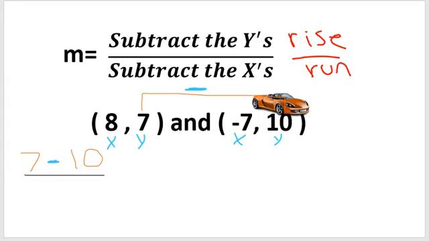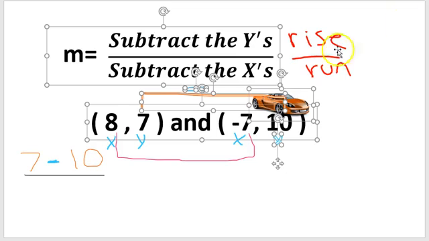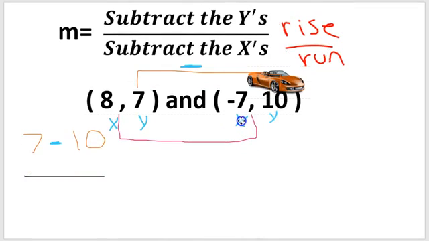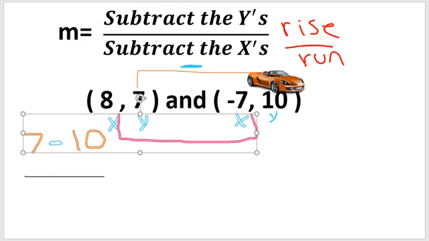Now we are going to do our X values. I'm going to draw a pathway from my first X, which is positive 8, over to my second X, which is negative 7. So I have a pathway going from positive 8 all the way to negative 7. Because I'm running out of space, I'm going to move some things up here just to give myself some space. Oh, they're connected. It didn't matter.